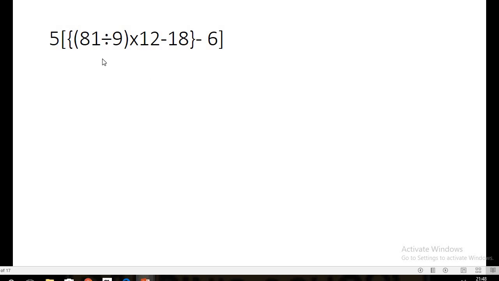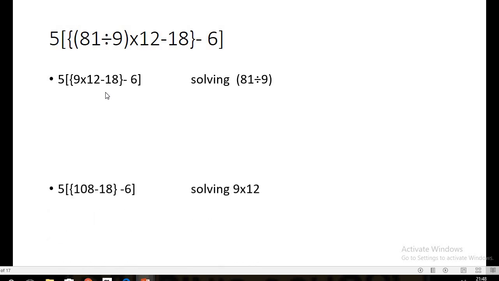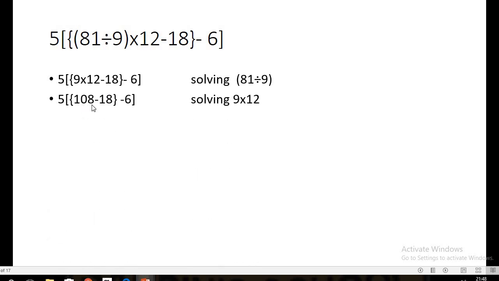Moving ahead, we have the innermost bracket as 81 divided by 9. So first we will divide 81 by 9, which gives us 9. Now 9 multiplied by 12 will be in preference. Why? Because according to BODMAS, multiply is in preference to subtraction. So 12 multiplied by 9 gives us 108, and within the bracket we have 108 minus 18, so we subtract them, we get 90. Now this curly bracket vanishes, giving us the answer 90.